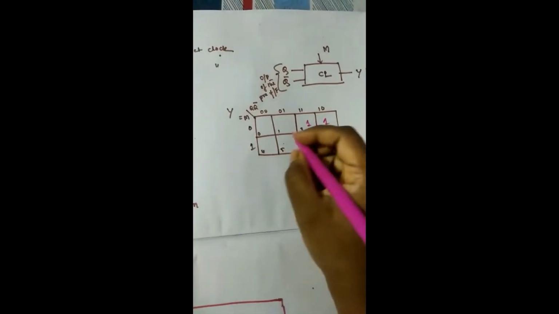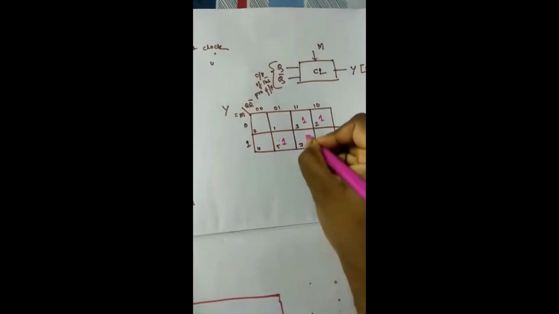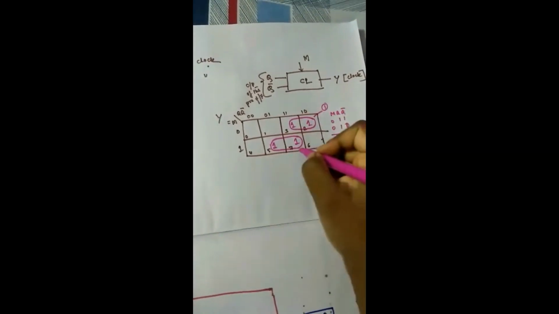To get Y, we are making the 8-cell K-map. For this Y output, let us put down the values 0, 0, 1, 1, 0, 1, 0, 1. So this is one group and this is one group. For M, Q, Q bar, the combinations 0, 1, 1 and 0, 1, 0 give M bar Q.